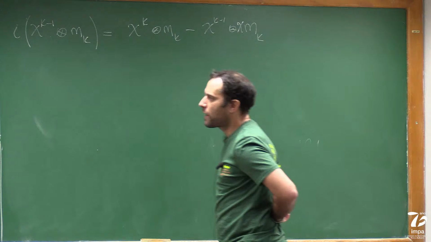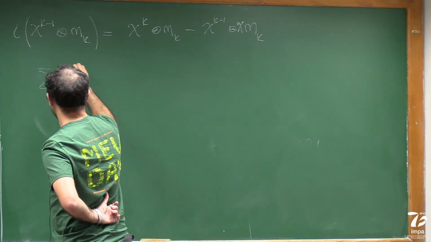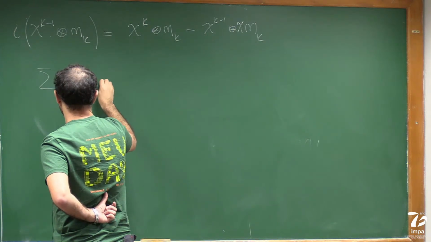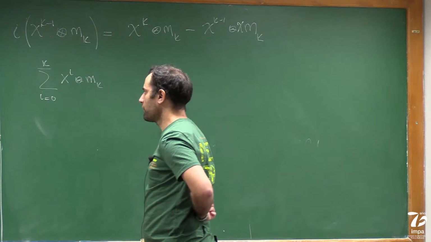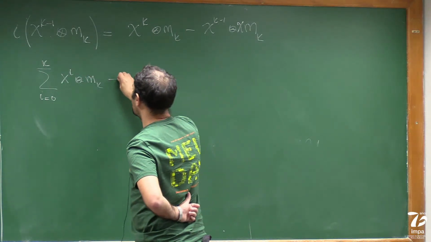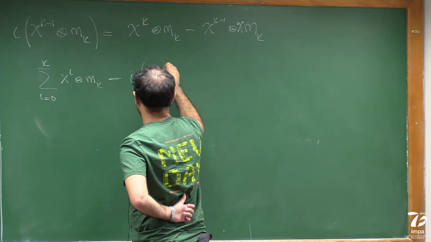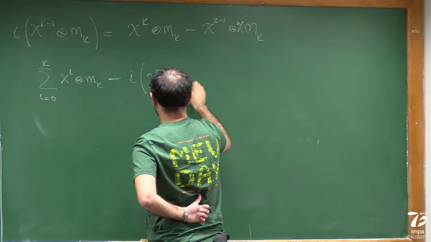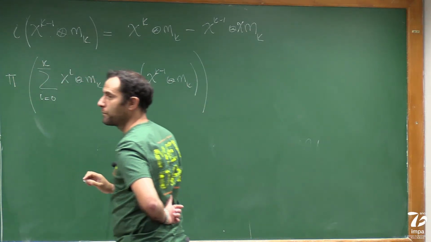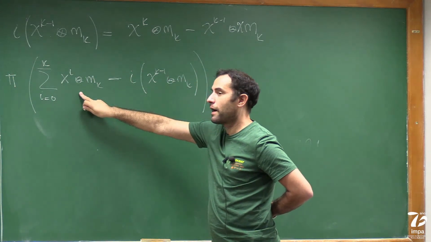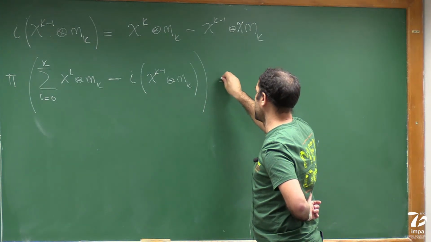So now let's grab our element, which was this full polynomial, the sum of x to the i tensor m i from i equal to 0 up to k, and let's subtract iota of this guy. And let's apply pi. Now pi of this is 0, and pi of this is 0 because it's pi of iota of something. So this is in the kernel.